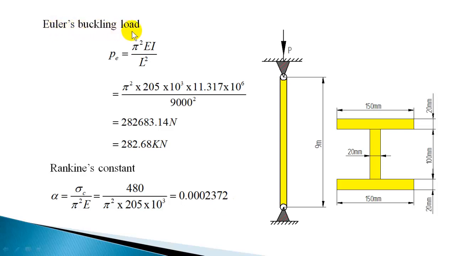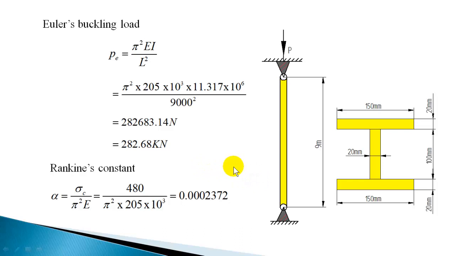Now Euler's buckling load you can calculate as P is equal to pi square EI by L square. Pi square into Young's modulus, 205 into 10 raised to 3, I is the least moment of inertia 11.317 into 10 raised to 6, and effective length is 9000, the column length itself, squared. So you get Euler's buckling load as 2,82,683.14 Newton, that is 282.68 kilonewton. That is Euler's buckling load for this column.